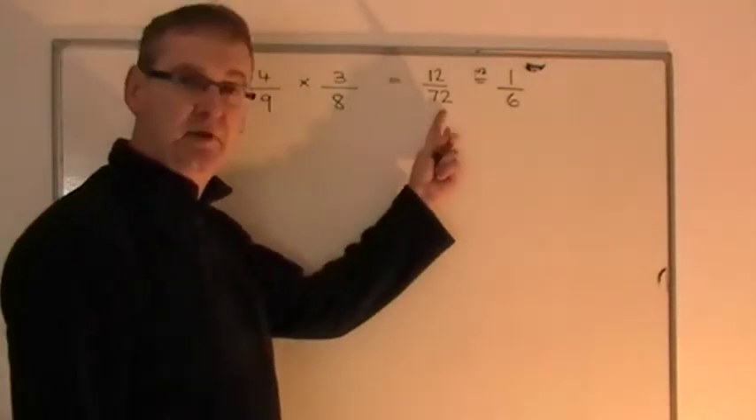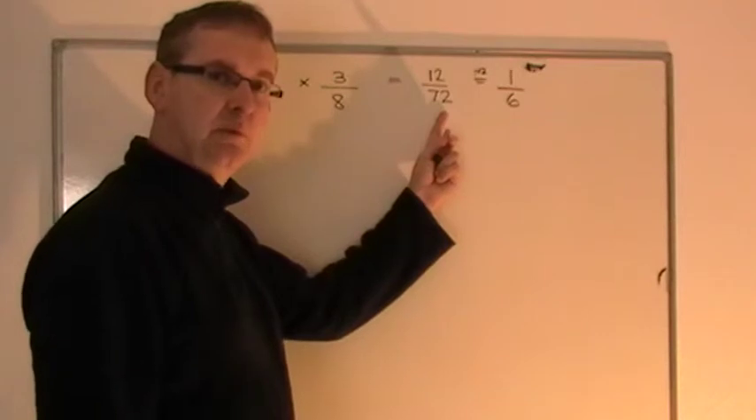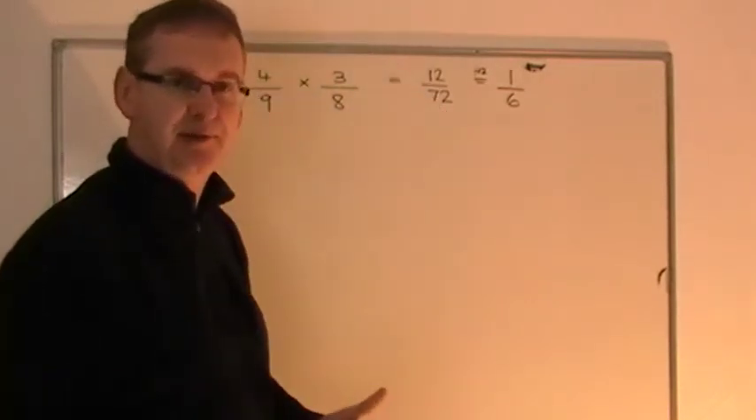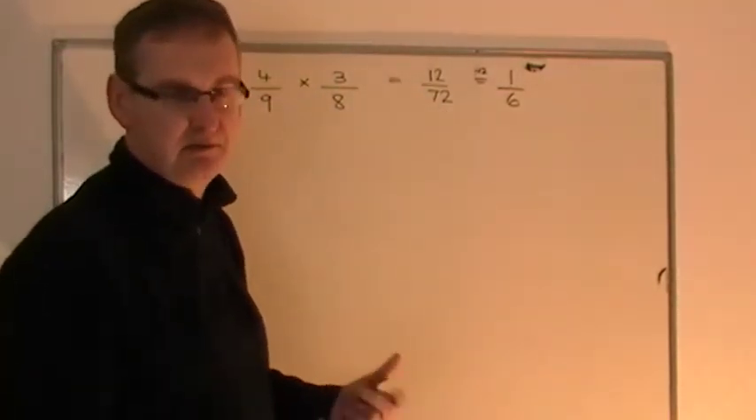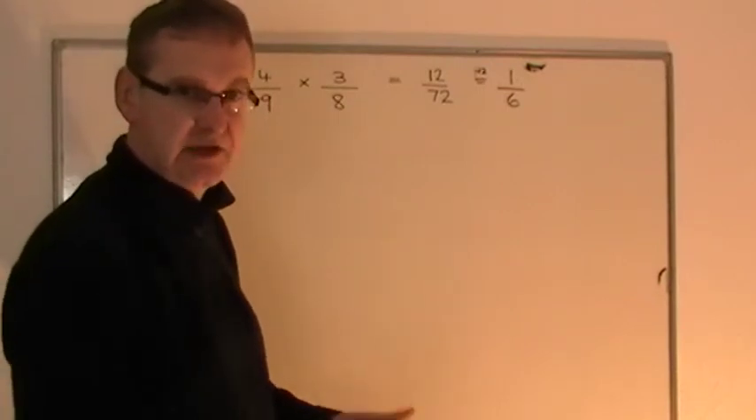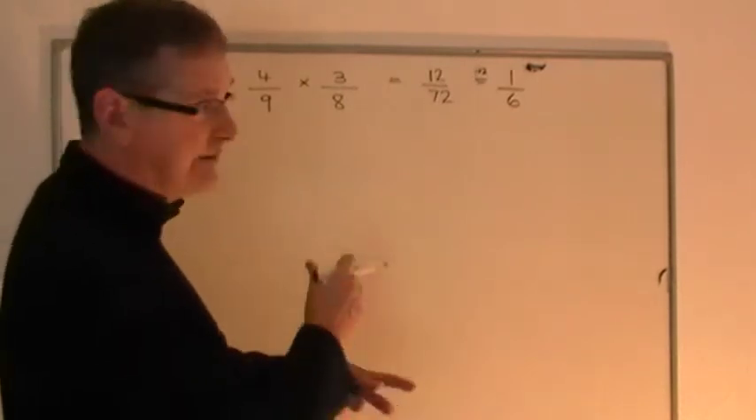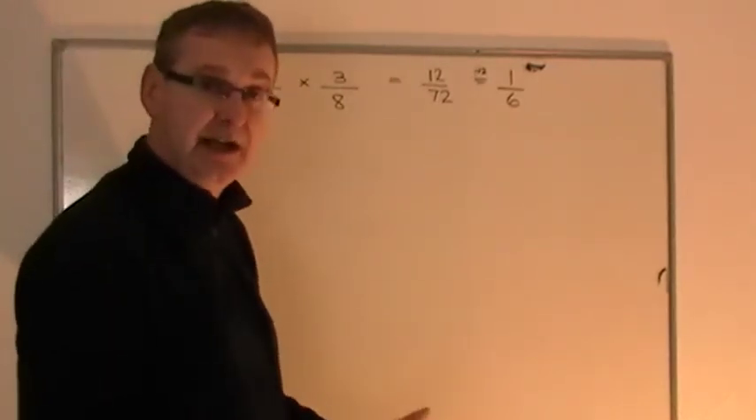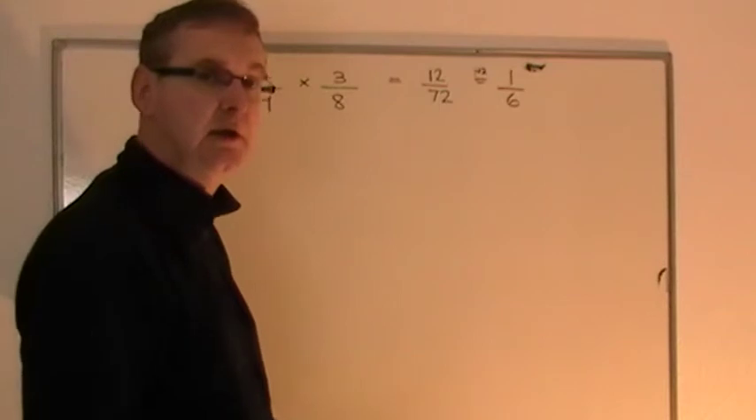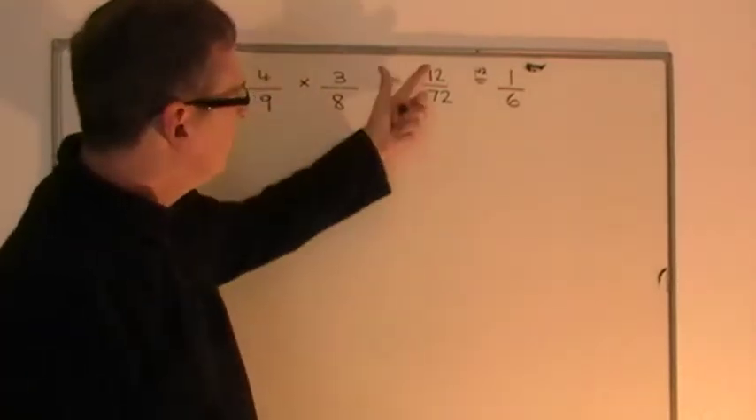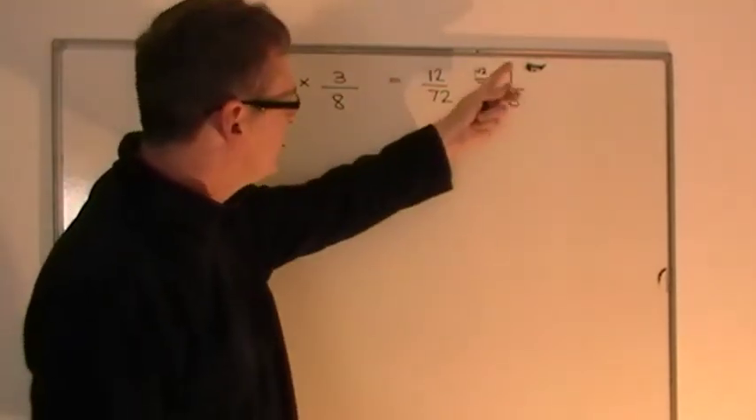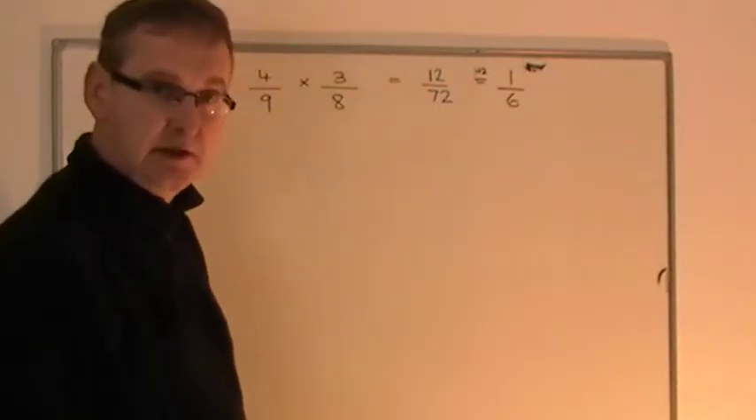Now I can see some of you might say, well, I wouldn't have spotted that. Well, if you had a calculator, fine, no problem. You don't need to do this with the cancelling technique. Obviously you just punch buttons on your calculator and it does it for you. 4 fraction button 9 times 3 fraction button 8. But we're now dealing with questions for paper 1, no calculator. So you need to cancel it, and sharing by 12 is the way to go.